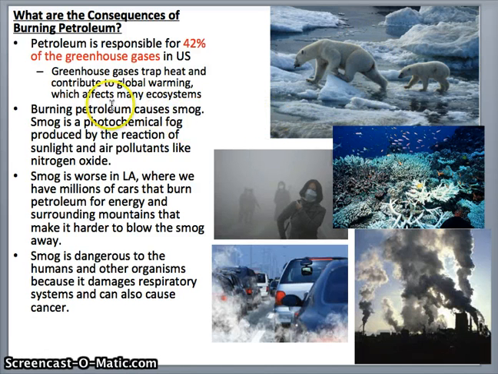The other consequence of burning petroleum is that it causes smog. So smog is a kind of fog that's produced by sunlight and air pollutants like nitrogen oxide. And in Los Angeles, where we are, of course, we have lots of cars, and our smog in our area is a lot worse because of that. And it is known that smog can cause respiratory damage to your lungs and can also cause cancer because it has so many free radicals that can damage your DNA, which leads to cancer.